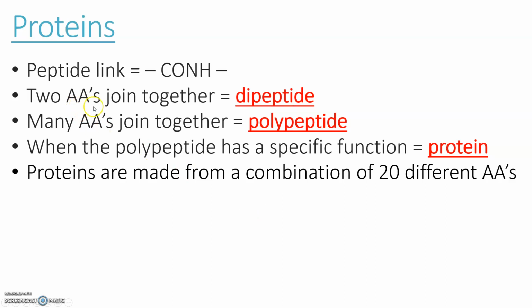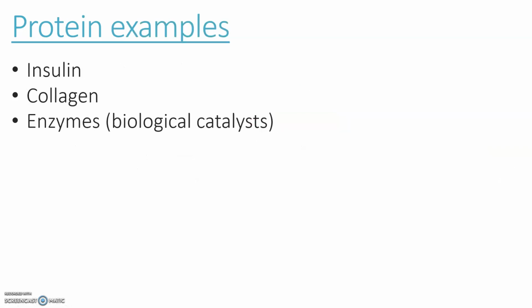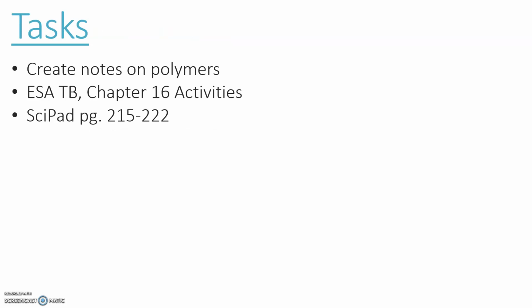If we have two amino acids joined together, we call it a dipeptide. If we have many amino acids joined together, that's called a polypeptide. And when that polypeptide has a specific function, we call it a protein. And proteins are made up from a combination of about 20 different amino acids. Some common examples of proteins are insulin, collagen, and enzymes, which are biological catalysts. Okay, so that is your information on polymers.